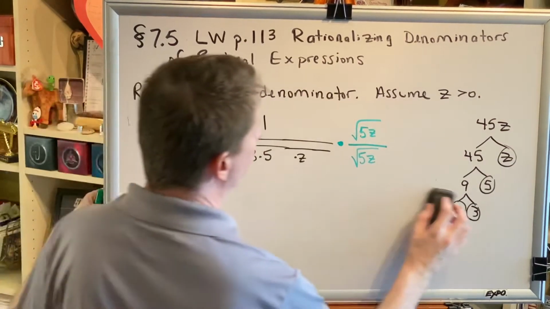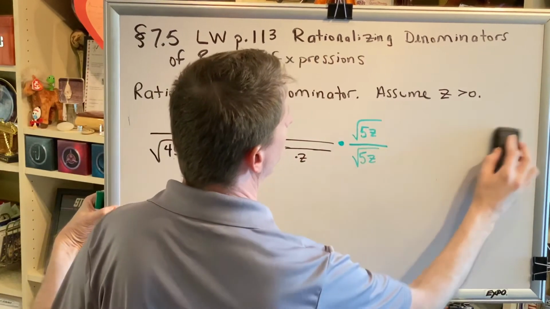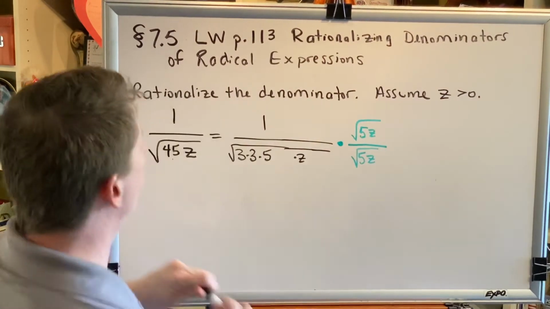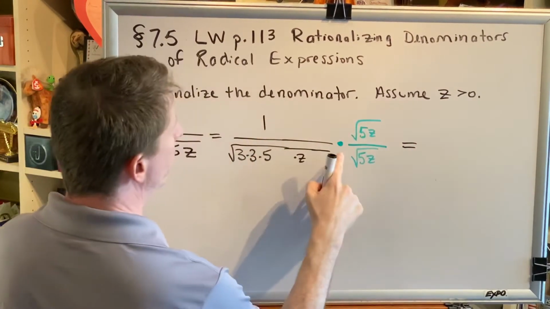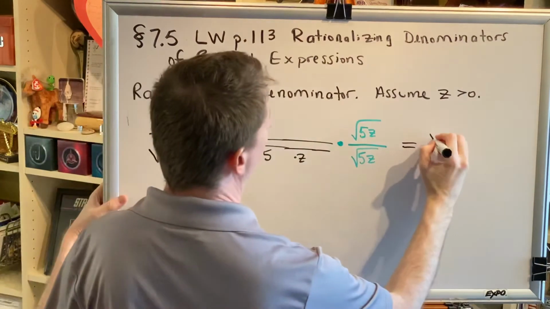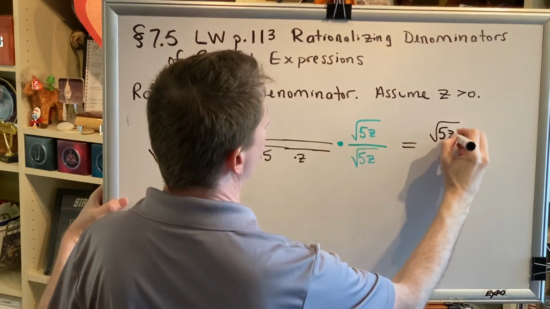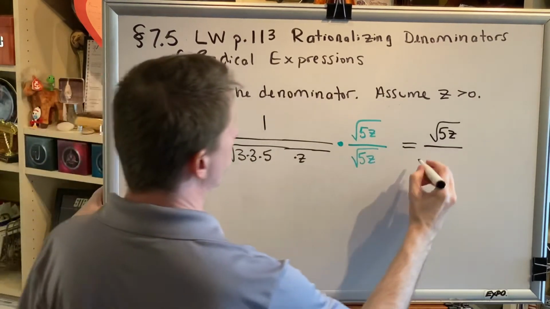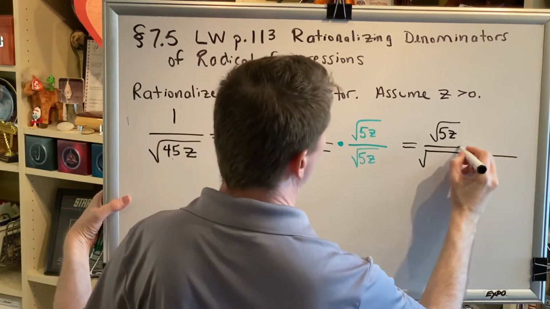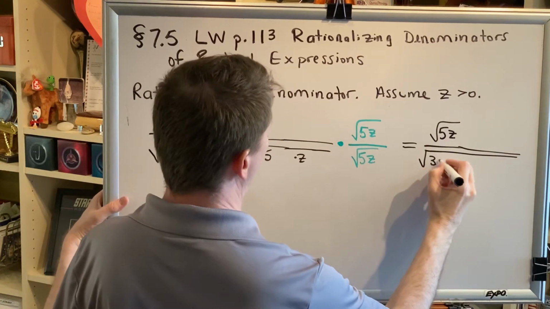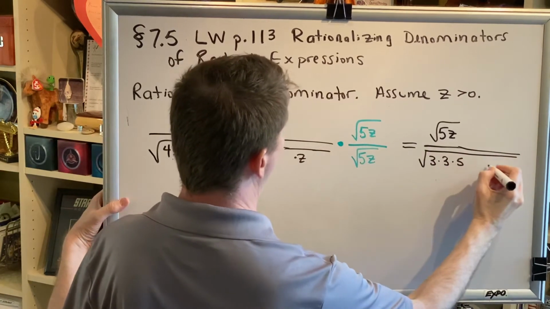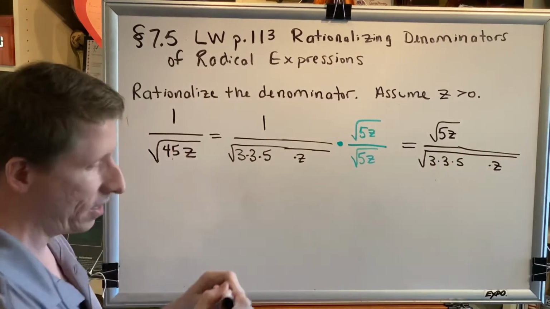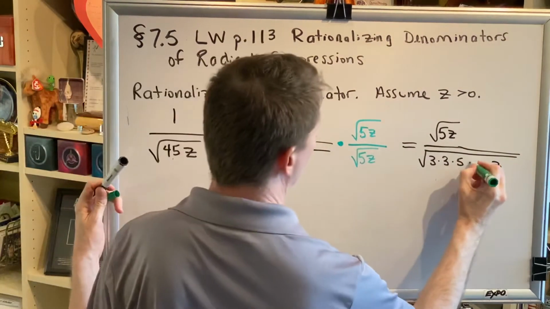Okay, so now we'll multiply our fractions together. In the numerator, we have 1 times the square root of 5z. Well, anything times 1 is itself, so we have the square root of 5z. In the denominator, we have 2 square roots, so those are going to combine to make just one radical. So we'll have a 3 times a 3 times a 5 times a 5 times a z times a z.